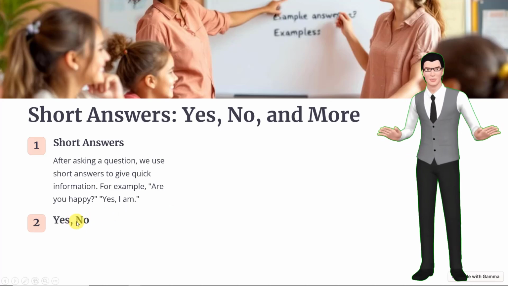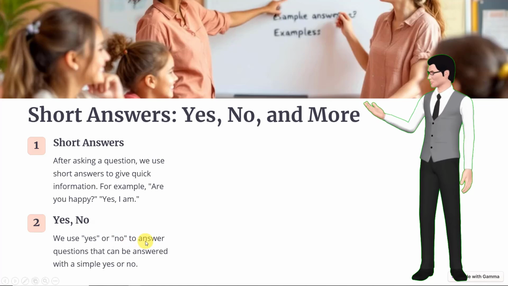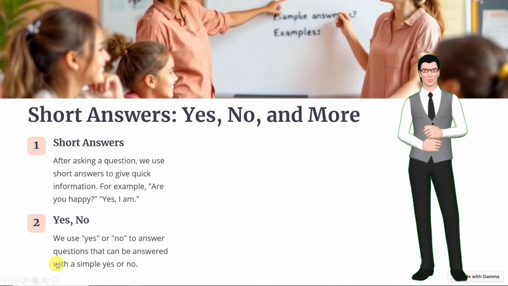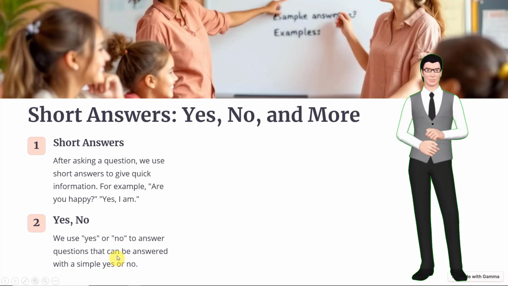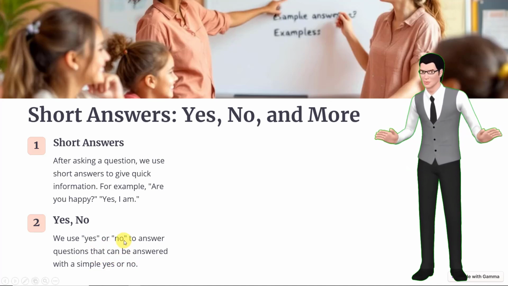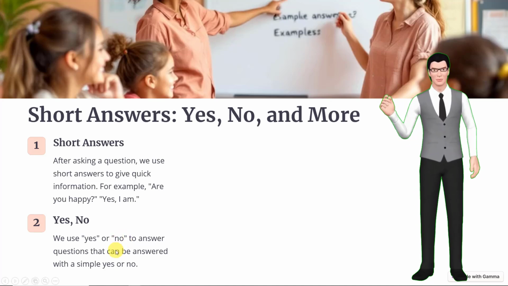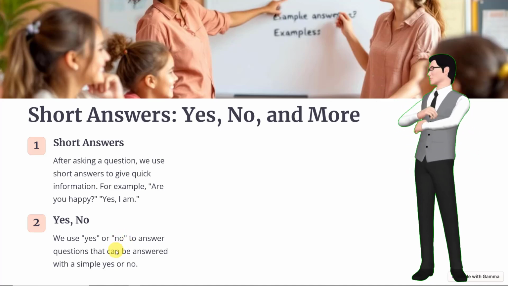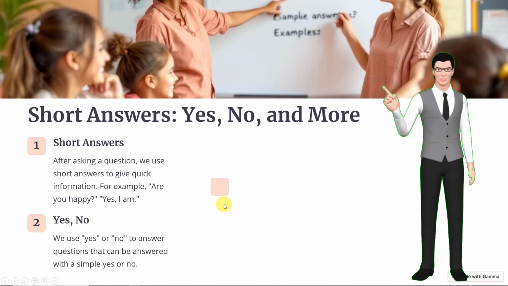Yes or no. This is just yes or no answers. We use yes or no to answer questions that can be answered with a simple yes or no. This is very important, guys. When you can just answer with a simple yes or no, do it that way, right? For instance, are you hungry? You can say yes or no. Do you want to go somewhere? Yes or no. Let's have a look at number 3.